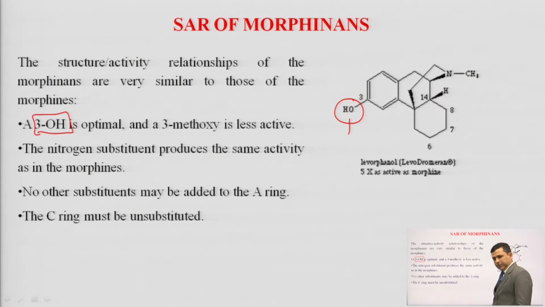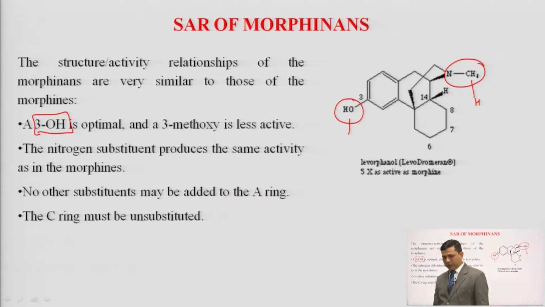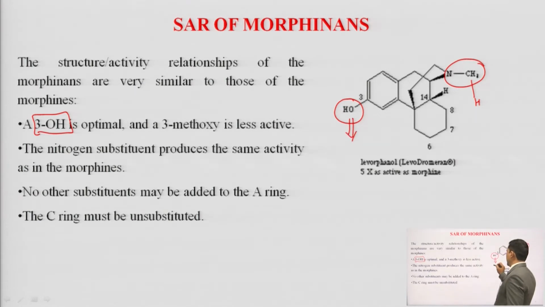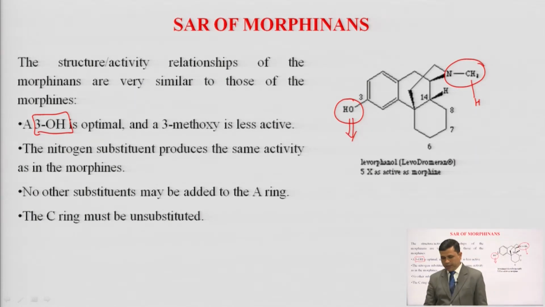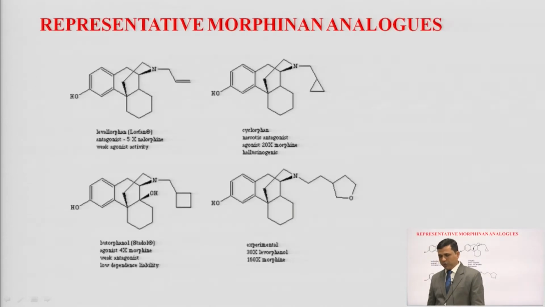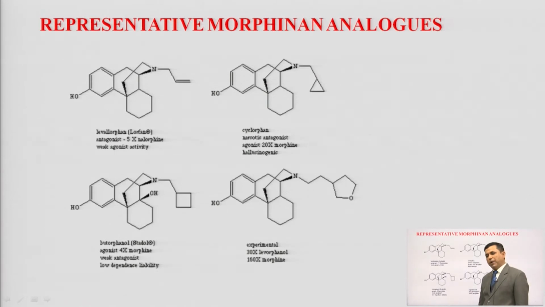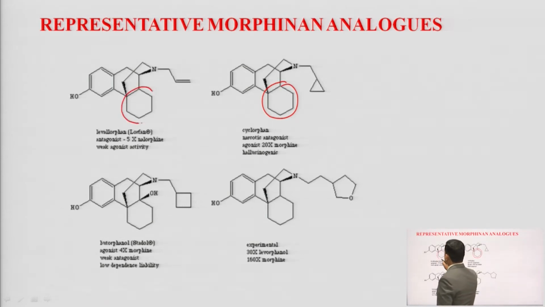The nitrogen substituents produce the same activity as in morphinan, so we can substitute the nitrogen with hydrogen, CH3 and CH double bond CH2. It will produce an active compound like morphine, and no other substituent may be added to ring A, only the substitution at the third position in ring A. Ring C must be unsubstituted, which means there is no substitution at ring C.